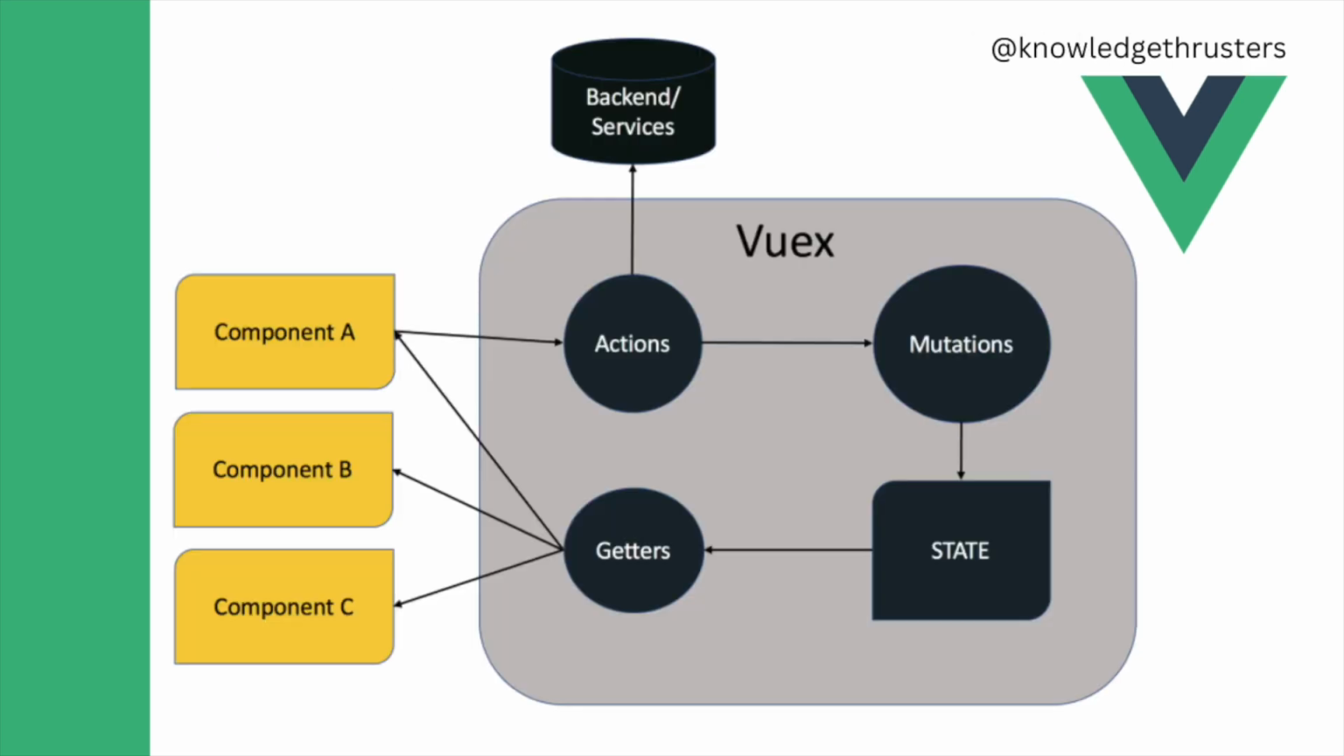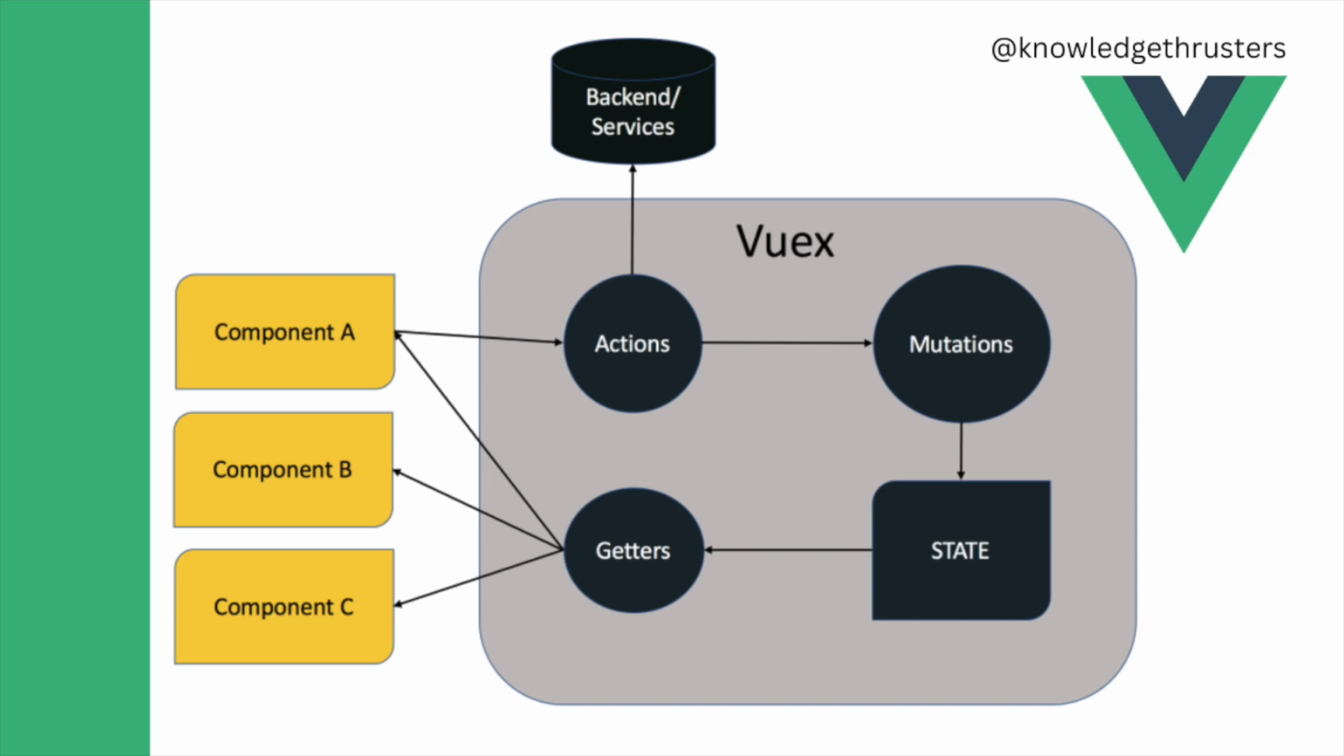Let me show you this through our image. Here you can see Vuex as a boundary. You can take this as a centralized store, where all our state is kept. You can see state is inside Vuex, and these are actions, mutations and getters. Right now don't worry about that. We will be covering this in later videos.